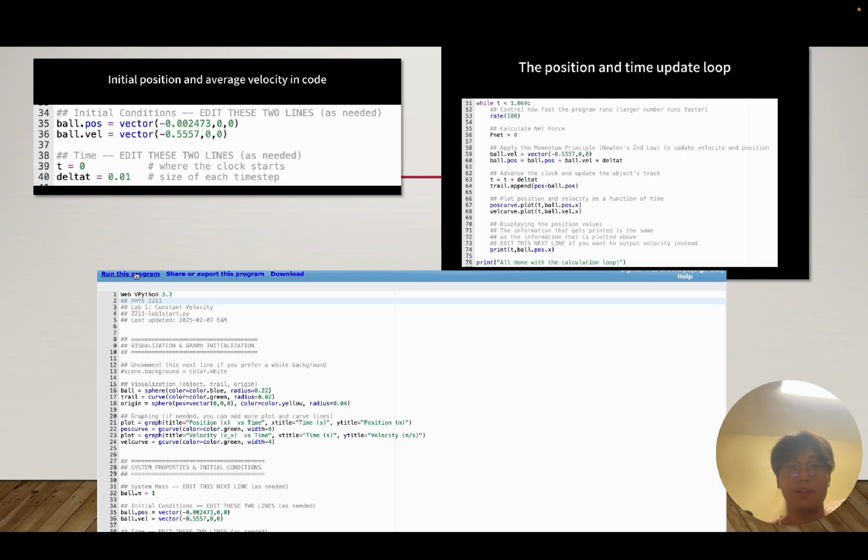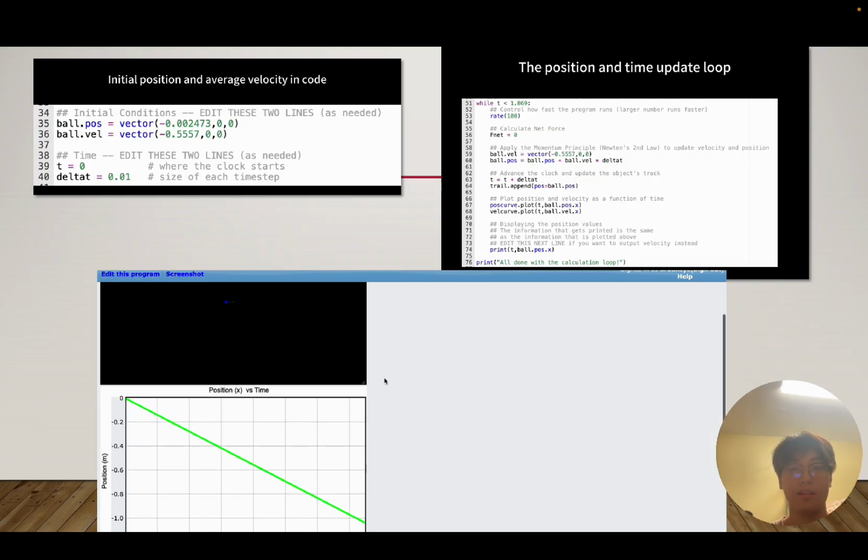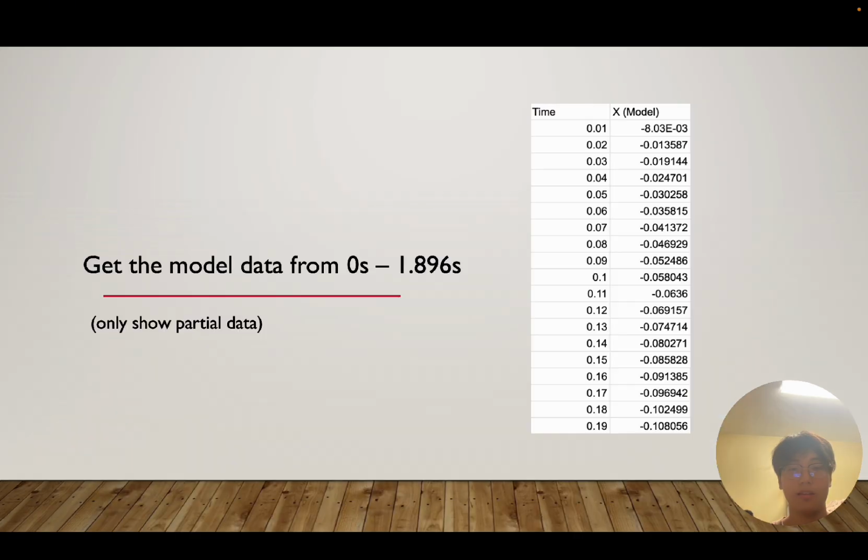So this is the initial position and average velocity in code, and this is the position-time update loop, and this is what the program looks like, and we can run the program. So we get the model data from this time range. Again, this only shows partial data.